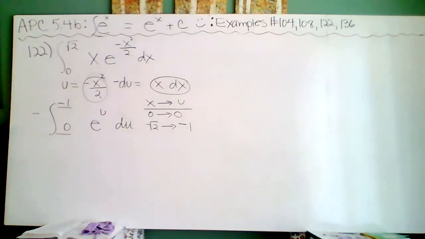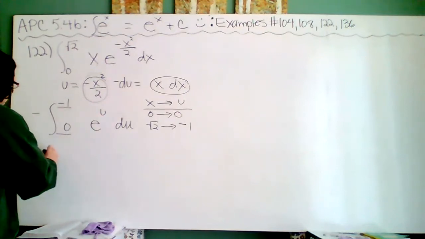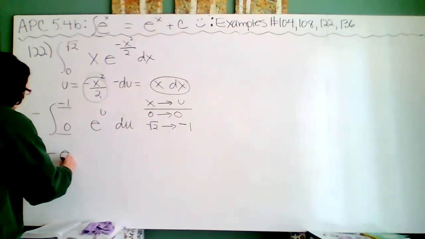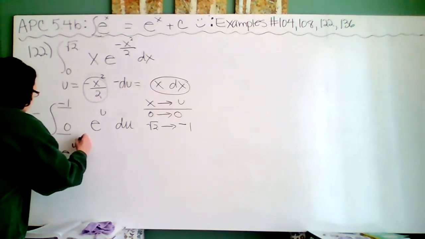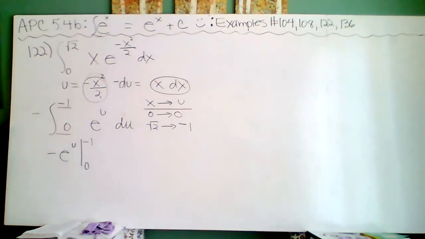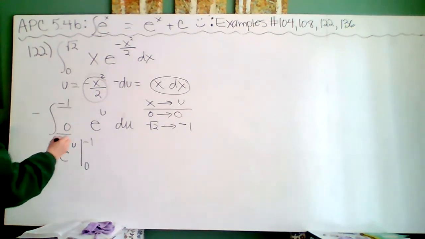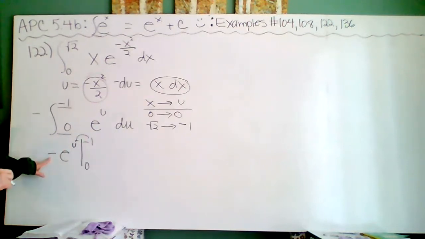Let's go ahead and integrate. I know how to integrate e to the u, so I'm not going to forget my negative. Bring that along. The integration of e to the u is itself, and I will evaluate that from negative 1 to 0. So f of b. When I put in a negative 1, I have a negative.